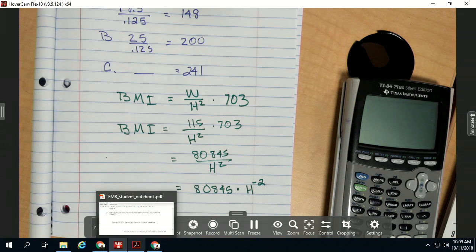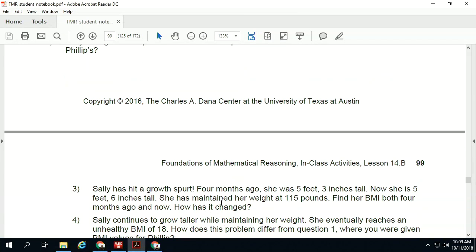Anybody know? The rules for powers, right? Dividing by a positive power is the same as multiplying by it to the negative of that power. So in the case of number 3, let's do the first one together. This side of the room do divided by height squared, and this side of the room multiply by height to the negative second.